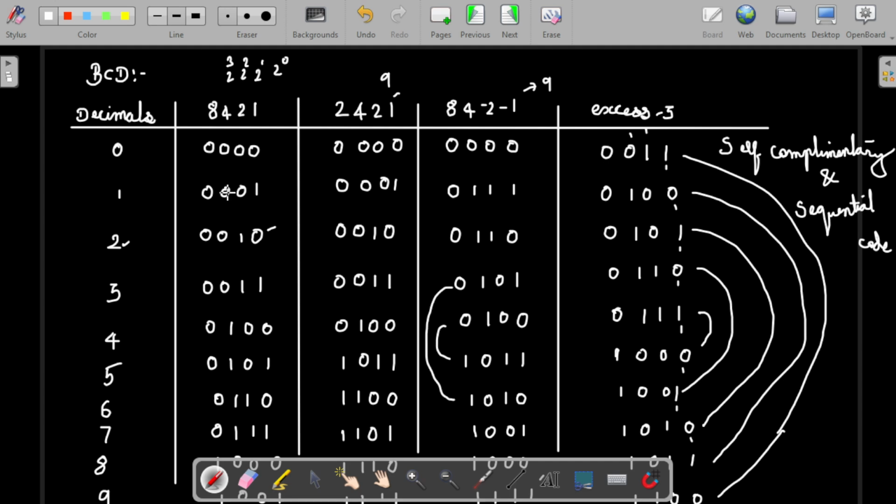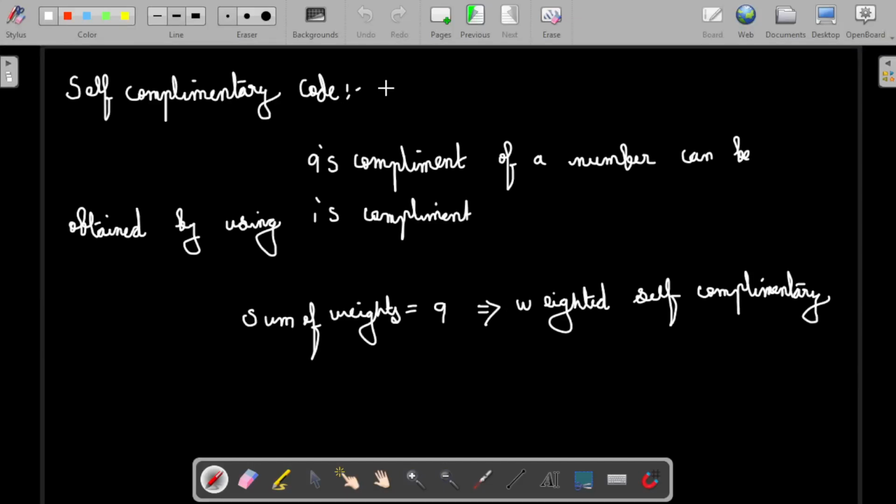So let me give some shortcuts. For self-complementary code, I am using SCC. For weighted self-complementary code, I am using WSCC. And for sequential code, I am using SC. Okay, this is sequential code.